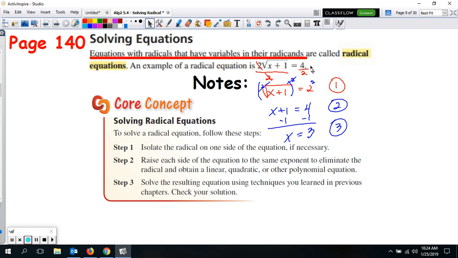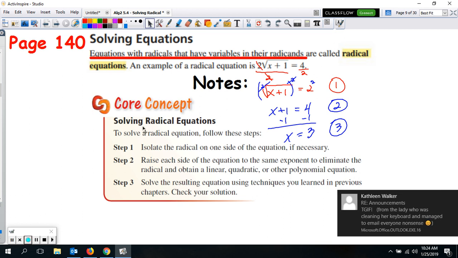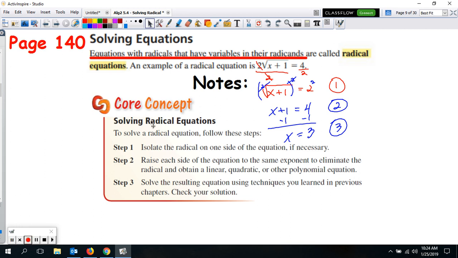So also write down this equation here, and then in your core concept, actually you can do that right underneath the core concept. So right there on page 140, at the very bottom or underneath the core concept, which is this right here, gives you the 3 steps. Go ahead and write this equation, and we're going to just go through these steps here. So you got 2, and then a radical x plus 1 equals 4.